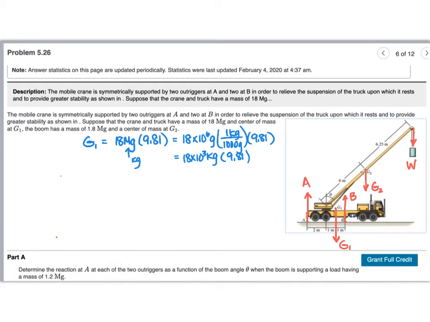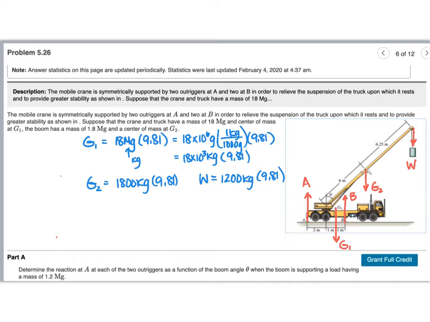And then the same for G2. G2 is equal to 1,800 kilograms times 9.81. And the weight for me, I don't know if everyone got the same, is 1,200 kilograms, and then we'd multiply it by 9.81. So those are just some of the numbers that we have to deal with.